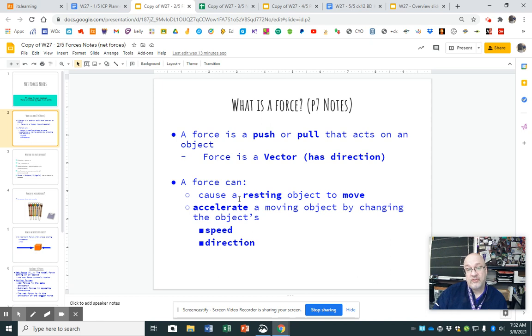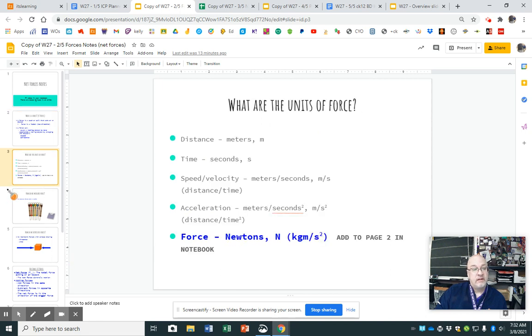Unfortunately, on Earth, we can't do that because we have gravity, and that's a force that acts on everything. So gravity is a force. It can cause resting things to move, it can change speed, and it can cause things to change direction. So you're going to go through here.